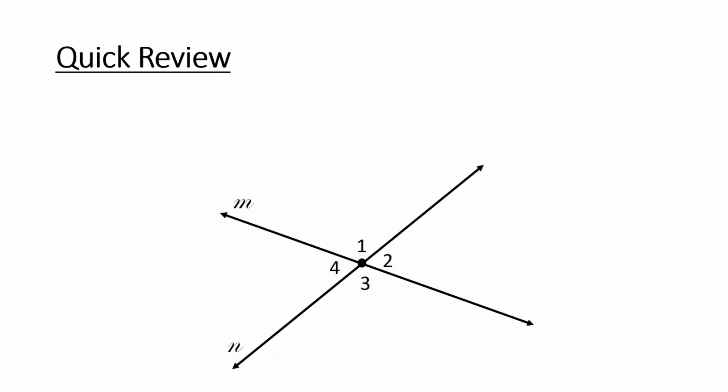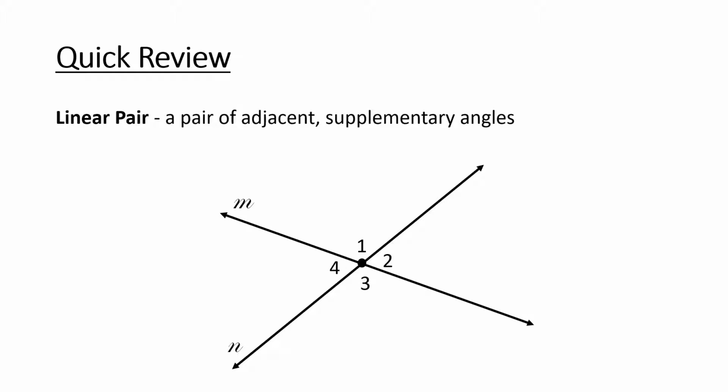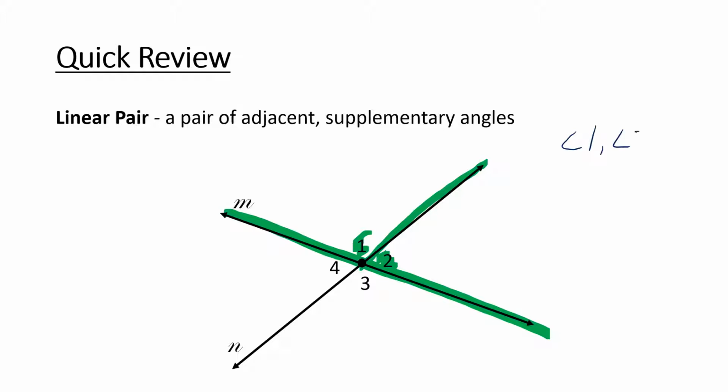We learned about another pair of angles. Those are linear pairs. Those are a pair of adjacent and supplementary angles. So when you look at a picture like this, we have a straight line made up of two angles, in this case, angle 1 and angle 2. That makes angle 1 and angle 2 a pair of linear pair angles.